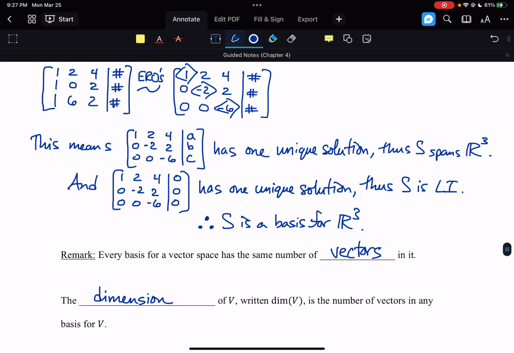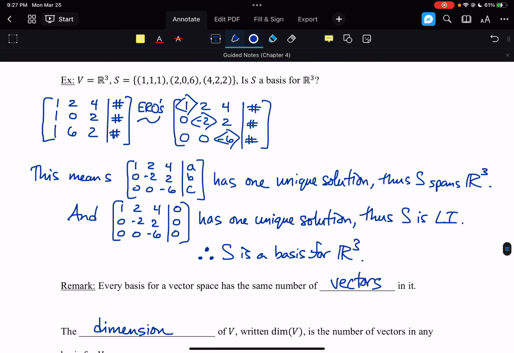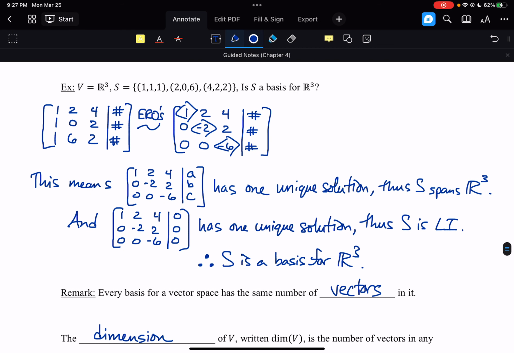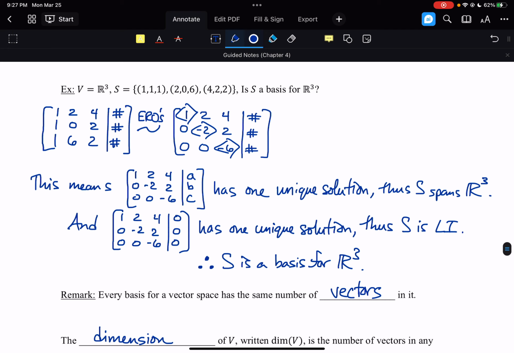So like for this last example, we saw that we have a set with three vectors in it, and that this set does form a basis for R3. So that means the dimension of R3 would be 3, right? Because that would be the number of vectors in any basis for R3.